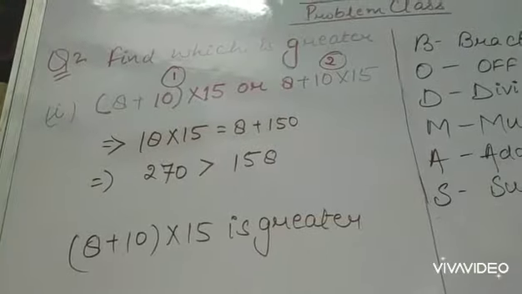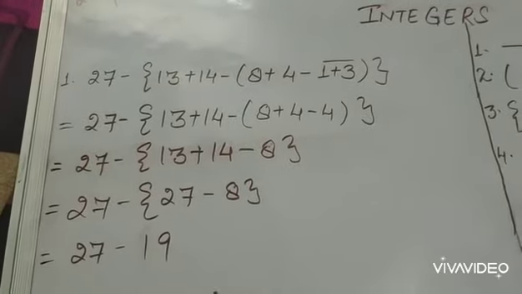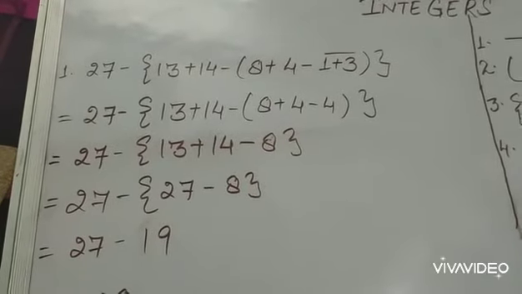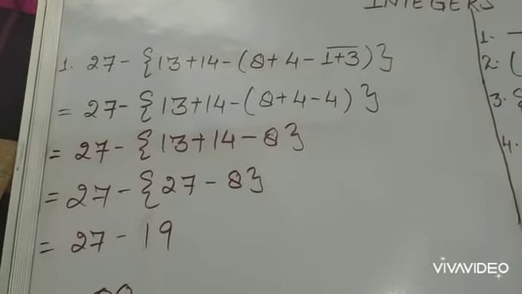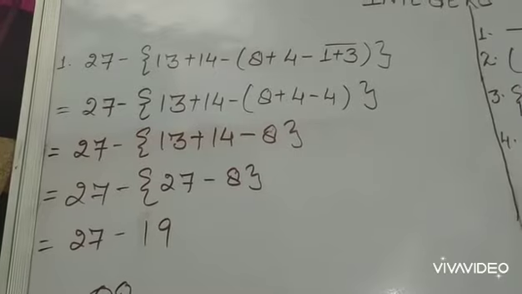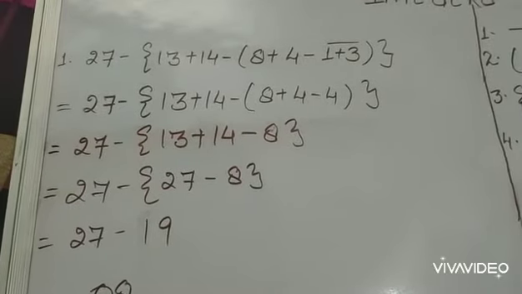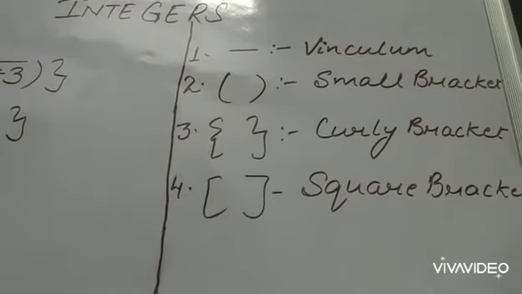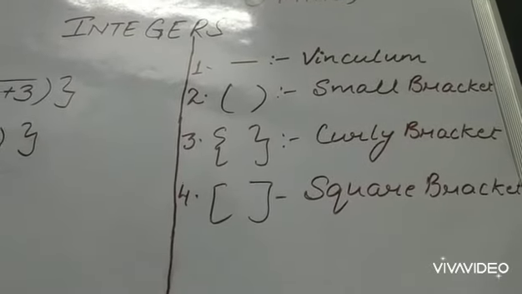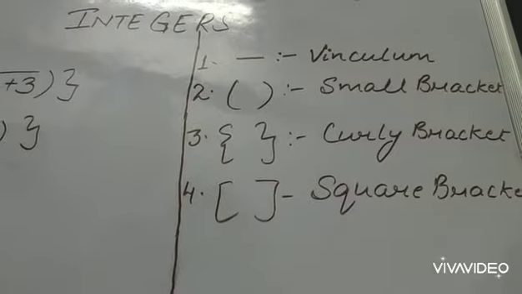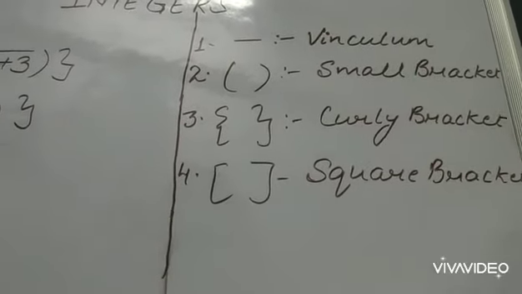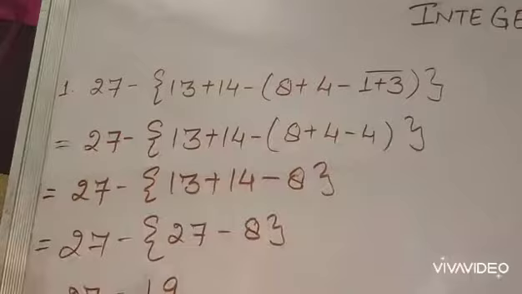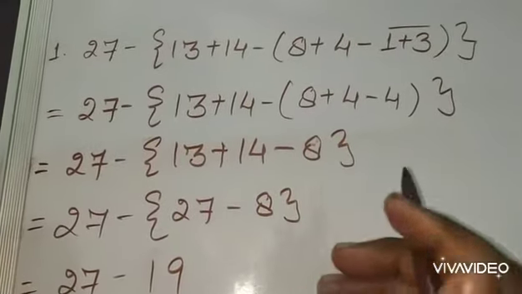Understood? Now I will tell you how to do the removal of brackets, as I have told you earlier, and I have found that children are facing doubt in it. So I will tell you the names of the brackets first. The first is the vinculum bracket, second is the small bracket, third is the curly bracket, and the fourth is the square bracket. So over here I will explain how I have solved this question.